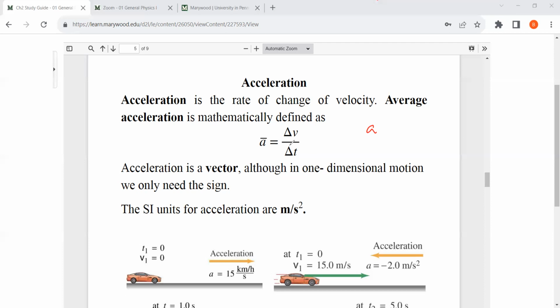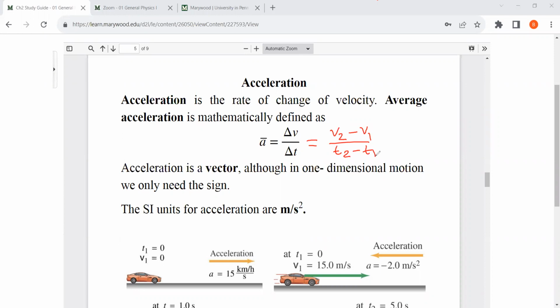Delta v over delta t. And again, you know that delta v is something like this: final velocity minus initial velocity. Time is also final time minus initial time, right? Because the numerator is the change in velocity and the denominator is the change in time. Delta v means change in velocity, so final quantity minus initial quantity.